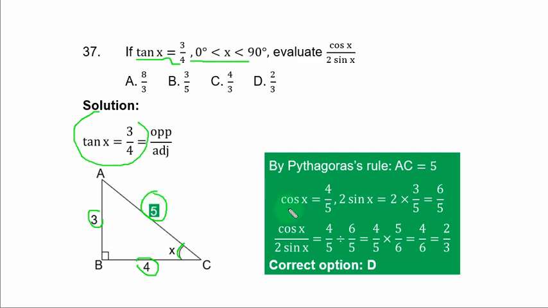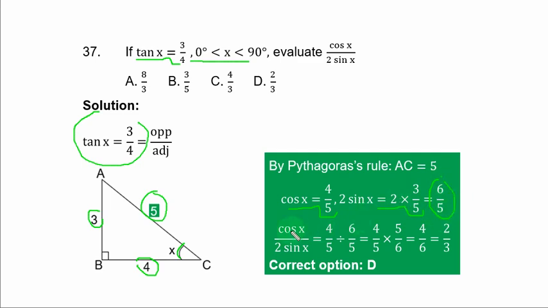So we get cos x. Cos is adjacent over hypotenuse. That is 4 over 5. Then 2 sine x. That is 2 times, sine is opposite over hypotenuse, that is 3 over 5. Multiply by 2, you have 6 over 5.